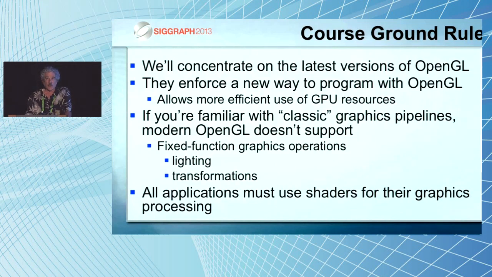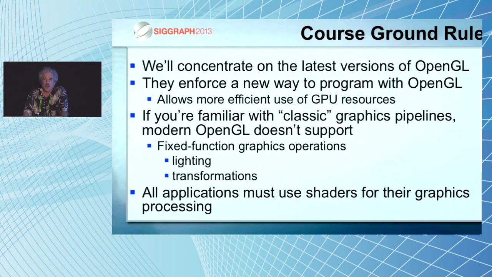Now, as I said, we're going to concentrate only on the latest versions of OpenGL, and the latest versions abandoned, starting with version 3.0, 3.1, the old fixed function pipeline where you constructed programs with a lot of low-level functions like glVertex. You said, here's a vertex, here's another vertex, here's a color, here's another color. All of that is gone now.